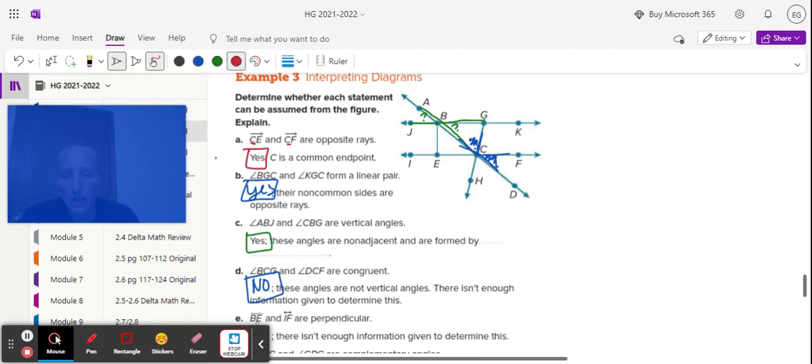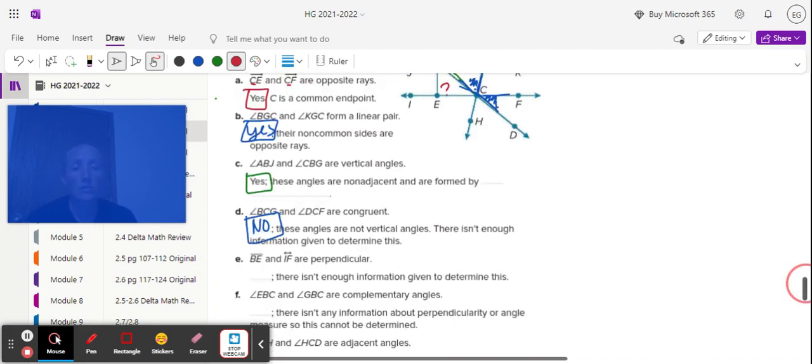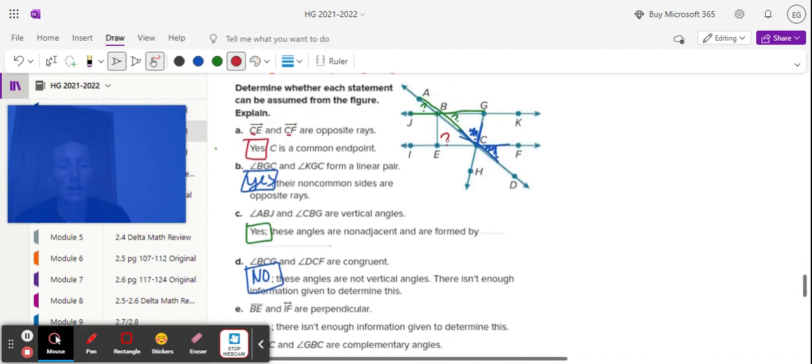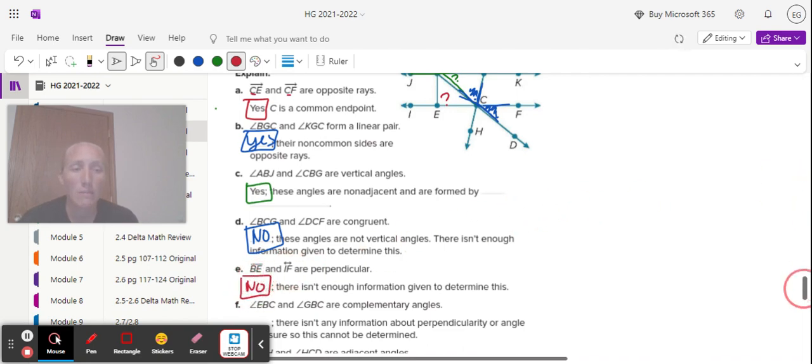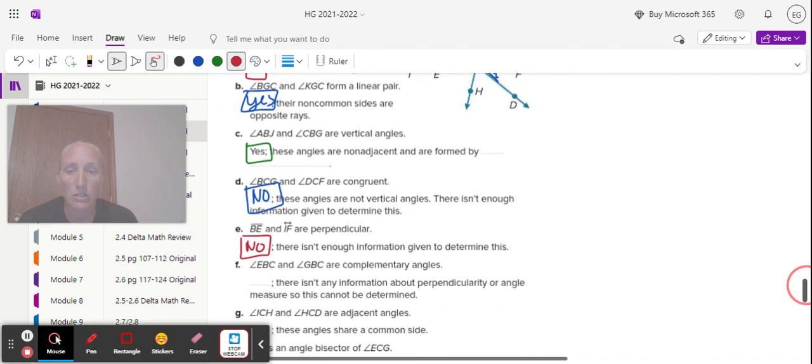Your next one is that segment BE and line IF are perpendicular. So is that a 90-degree angle? The only thing you can say here, and here's the interesting part, is I can't really say that they're not, but I can't assume that they are. Remember, the question is, can it be assumed? The answer is no, it cannot be assumed. But if you really read into that, I'm not saying they're not perpendicular. I'm just saying I can't assume that.